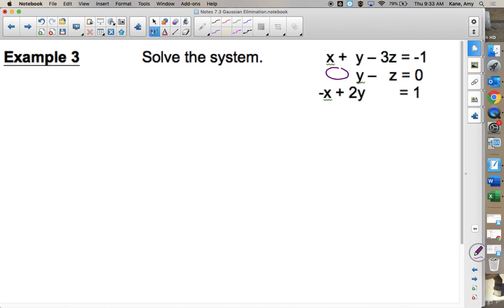Leave it be, because your goal is to have 3 variables and then 2. Well, you have 2. But we still need to work with that third one. So the third one has an X. We got to get rid of that X that's in that third equation. So go back to the first and combine it with the third.